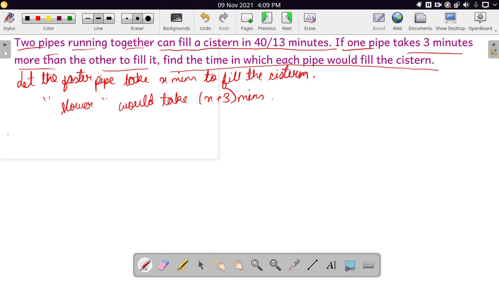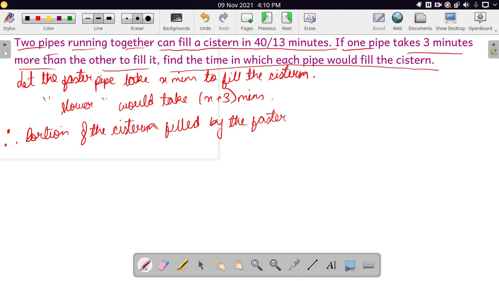Now comes the main part. Therefore, we are talking about the faster pipe: the portion of the cistern filled by the faster pipe in 1 minute.